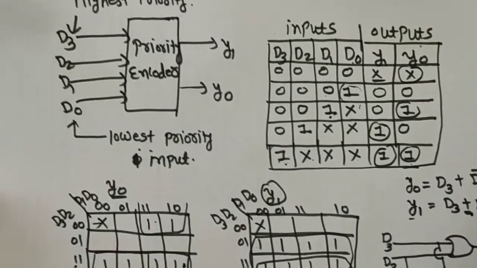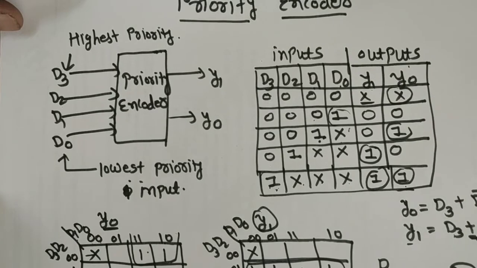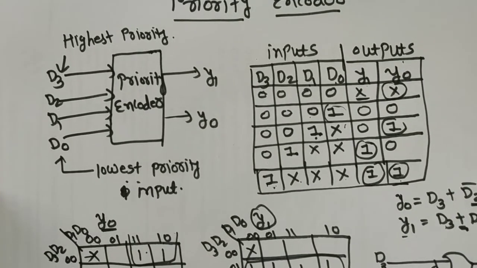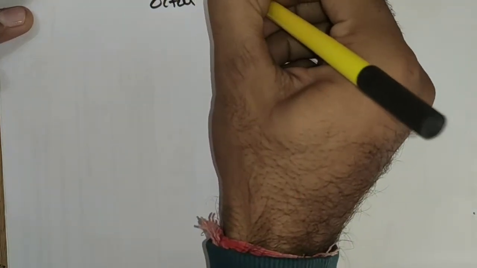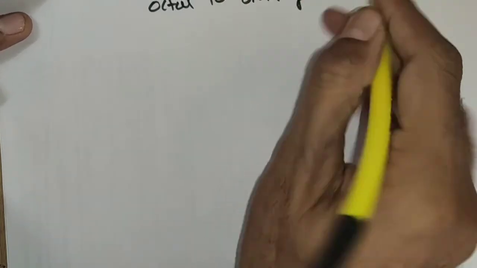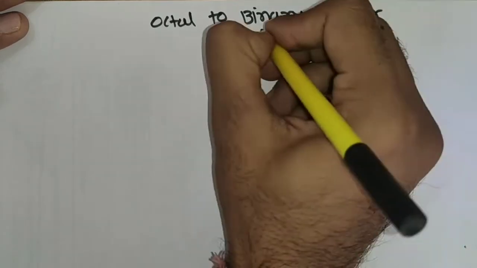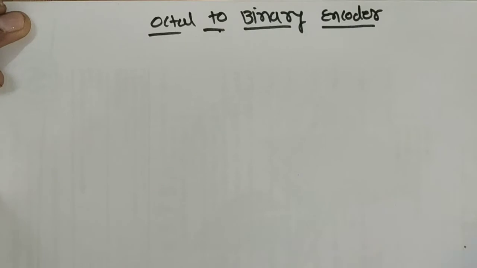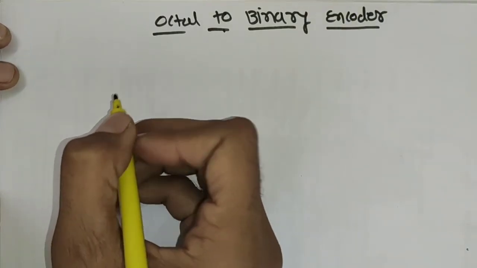Now in a similar way we can design the remaining three encoders: octal to binary, hexadecimal to binary, and the next one, decimal to BCD encoder. Suppose we design the octal to binary encoder. In this circuit diagram, we have to consider the octal input. Octal means we use 8 input signals. So first we design the block diagram.